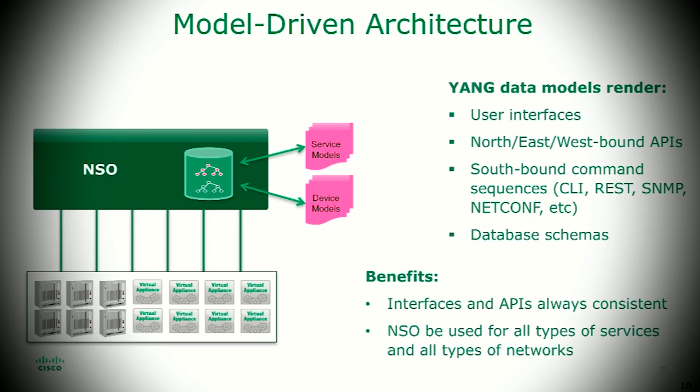third-party NED. Then you have the service models, which are typically used by a northbound user or system to input the parameters that make up the service. So this could be any kind of service, a layer 2 VPN, a layer 3 VPN, or a layer 4 through 7 application. The job of the service is then to map the service model parameters to device model parameters.